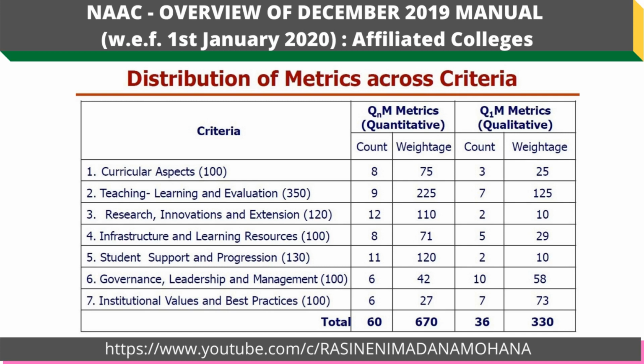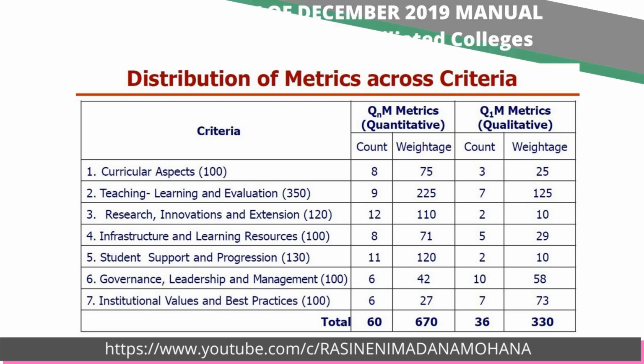Now here is the new manual. Almost the weightages are similar, but many of the metrics are merged. Some criteria weightages are changed, but the overall score is 1,000 only.